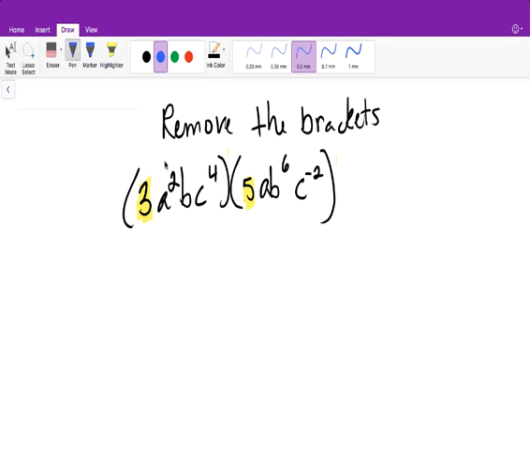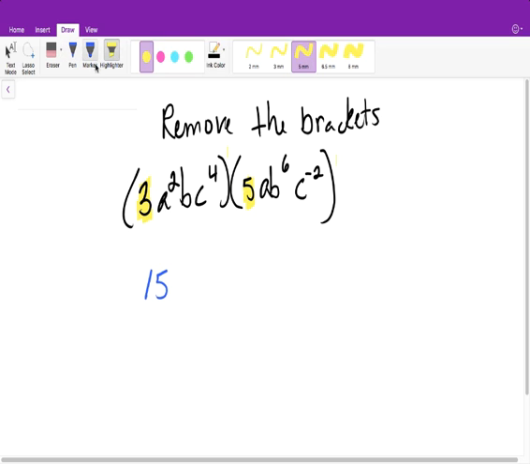So we would do 3 times 5, and 3 times 5 is 15. Then we will move on to our next like variable. We have a squared and a. So now we know our rule when we multiply is we add our powers, so it becomes a squared plus 1, or a to the 3rd power. Our next like variables are b and b to the 6. So once again, this will become b to the 1 plus 6, or b to the 7th power. And then our last one is the c to the 4th and c to the negative 2nd.